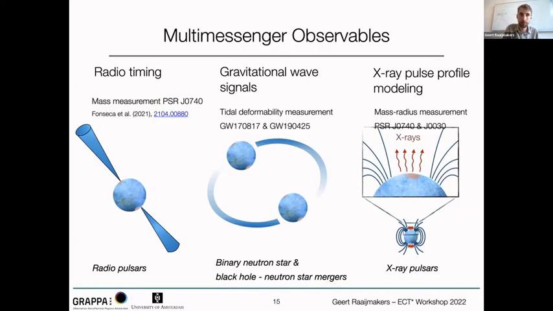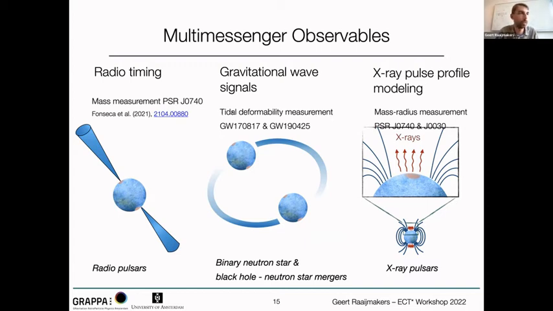Okay, so let's then go to the data. We're using three different types of data. First, we're using radio timing, and radio timing gives you extremely nicely measured masses of neutron stars. The most massive one, as I mentioned, is J0740 with a mass of 2.08 solar masses. We're using gravitational wave signals that encode something about the tidal deformability of the neutron star. And so far we've only measured two of these binary neutron star systems.